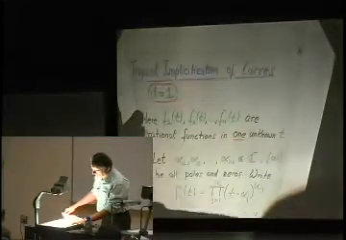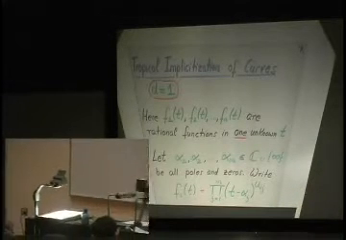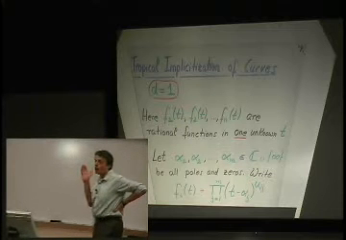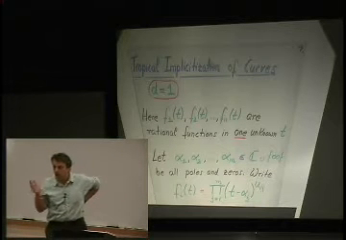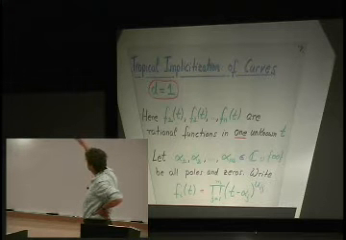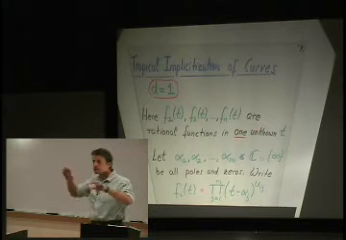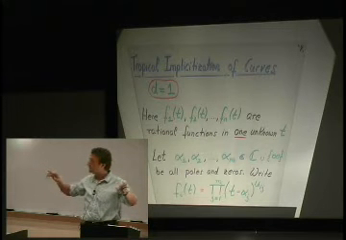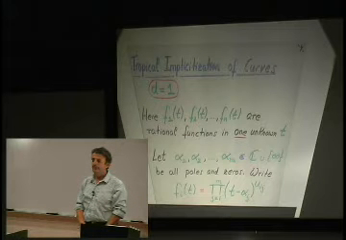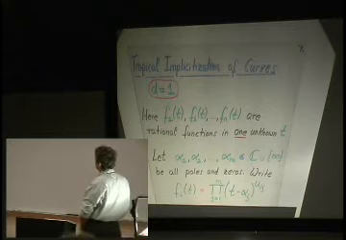Now, I have n rational functions in one variable. Let me write alpha 1 up to alpha m for all the poles and zeros of all of these functions on the Riemann sphere, including infinity. Each of them has poles and zeros, and I put them all together, including the point at infinity. So I take all poles and zeros.